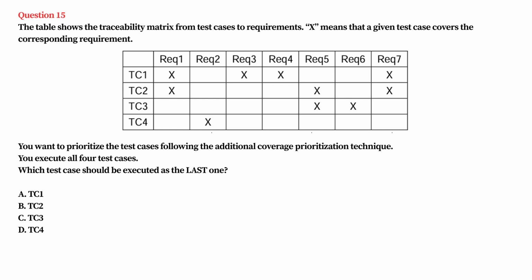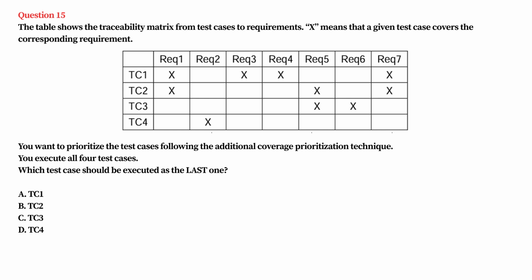TC1 achieves the highest coverage, 4/7, REQ1, REQ3, REQ4, and REQ7, so should be executed first. REQ2, REQ5, and REQ6 are still not covered. The next test case that achieves the highest additional coverage of the remaining requirements is TC3, covering 2 out of these 3 requirements, REQ5 and REQ6. So, TC3 should be executed as the second one.